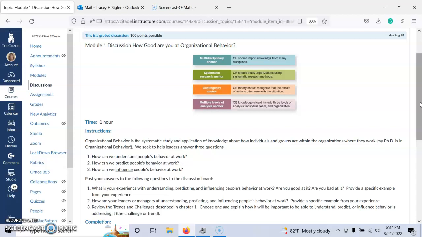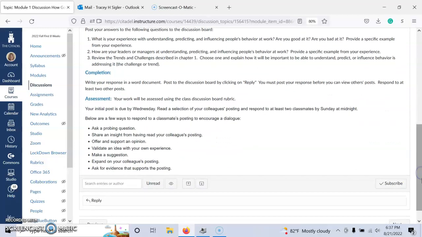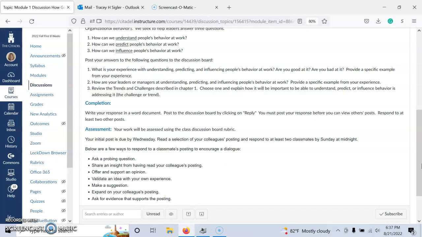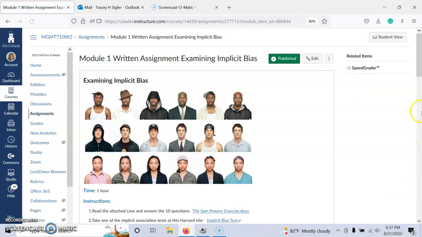But being able to understand why people act the way they do and being able to predict, if I make this change or if I say this or if I make this decision, how are people going to react can be important too. So answer those 3 questions. Post. So you'll have to post your own reply before you can view other people's. So again, try to do that first post by Wednesday at midnight.